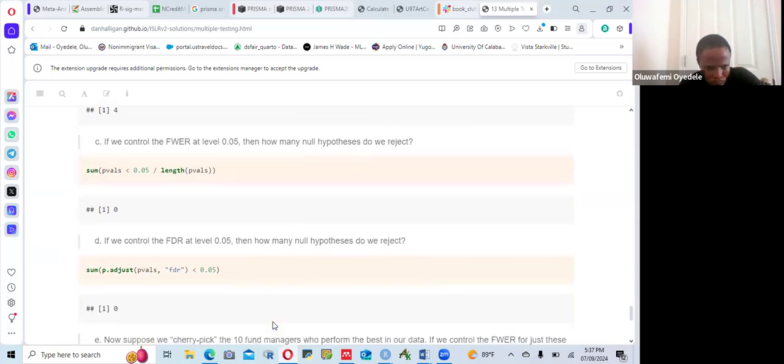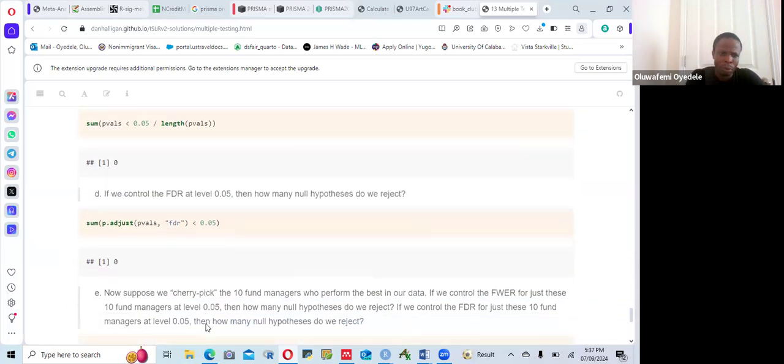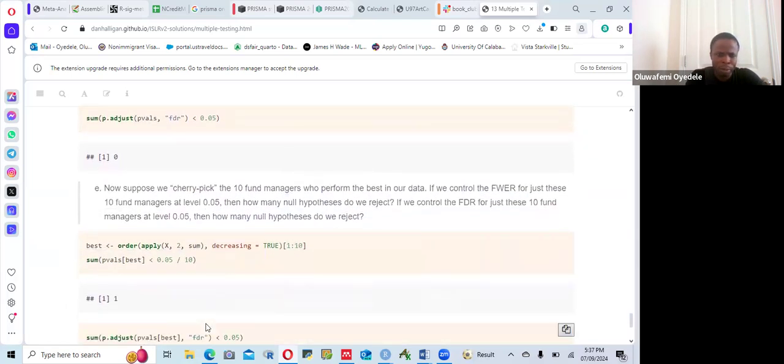So for part 8D, if we control the false discovery rate at the 5% probability level, how many null hypotheses do we reject? We also see that we reject zero null hypotheses.